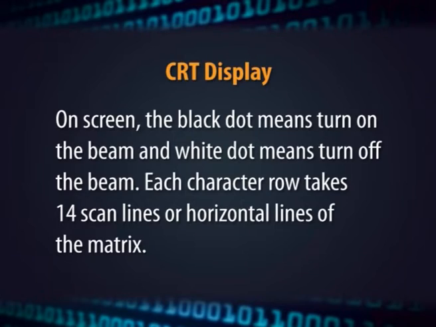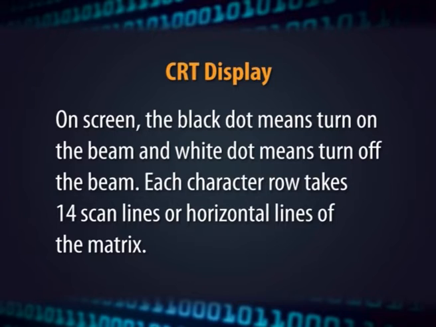2 rows and 2 columns on each side of actual character are left blank to provide some gap between adjacent characters and between adjacent rows. One row is reserved for showing underlining if necessary. On screen, the black dot means turn on the beam and white dot means turn off the beam.